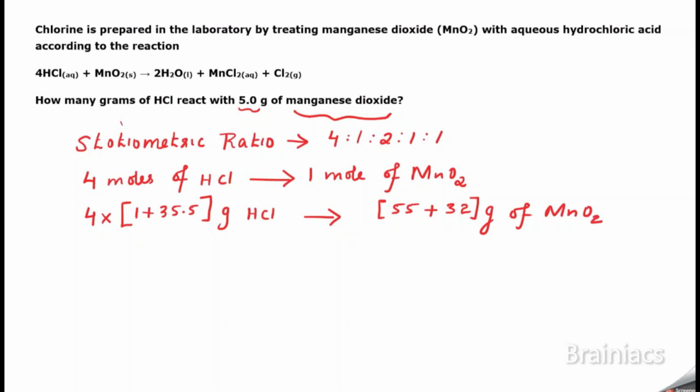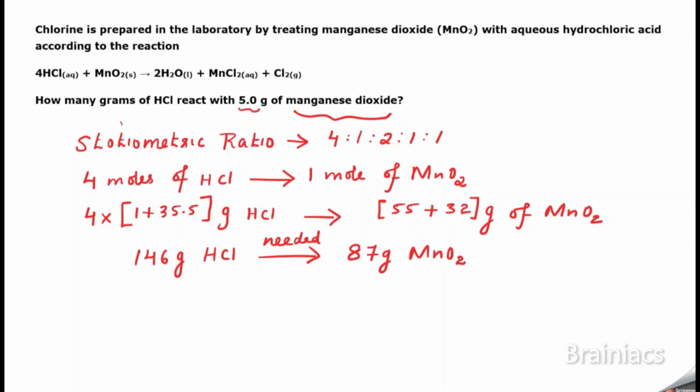Now 36.5 will be the molar mass of HCl. 4 moles are there, so we are multiplying by 4. Okay, so now what is this value? It will become 4 into 36.5. This will come to around 146 gram. 146 gram HCl needed. Okay, needed how much gram? 55 plus 32, 87. Correct, 87 gram MnO2. So this is what we are deriving from stoichiometry.